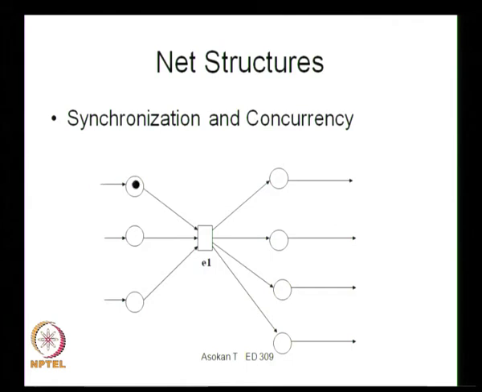Again you can see here, you have the transition E1. This will go to all the places, which will be having the token value, and therefore you will be getting activation of this, and that will be the concurrency of the system. So that is how the synchronization and concurrency can be represented using Petri nets.